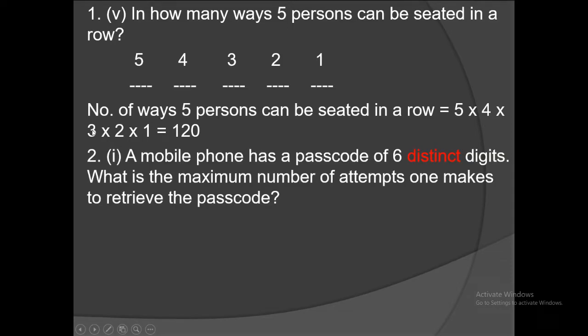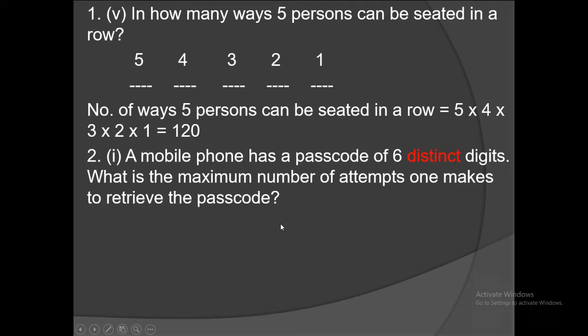Right? Now sum number 2, subdivision 1. A mobile phone has a passcode of 6 distinct digits. What do you mean by distinct? Different. Distinct means different. So what is the maximum number of attempts one can make to retrieve the password? Suppose the password is unknown. So how many ways can he try? How many maximum attempts can he make to find the password? So that is what is asked in the question, right?